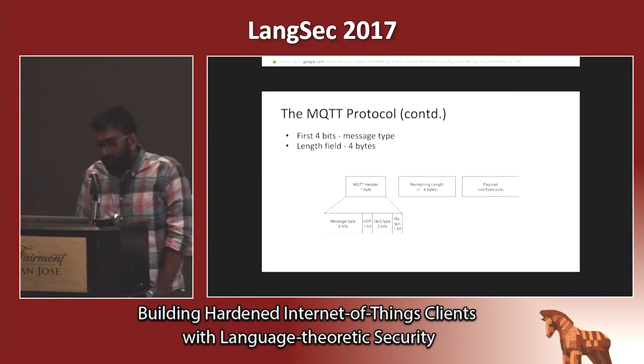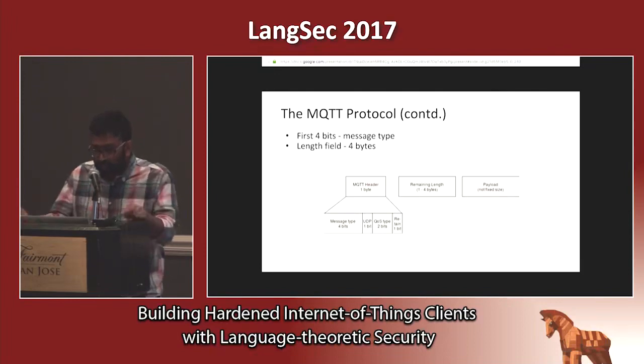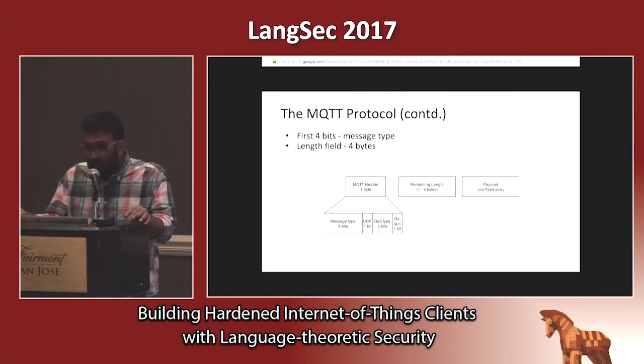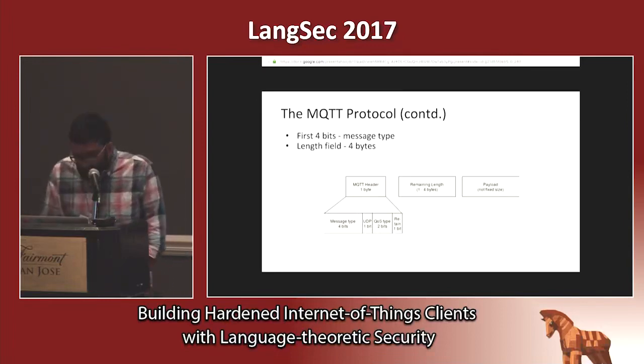So the packet format for MQTT is very simple, and both the protocols that we are dealing with are application layer protocols. And so the MQTT protocol basically has a 1-byte header with a message type and quality of service, 2 bits for quality of service. And so there's a remaining length field, which happens to be at most 4 bytes. And then there's the payload, which is not really fixed size.